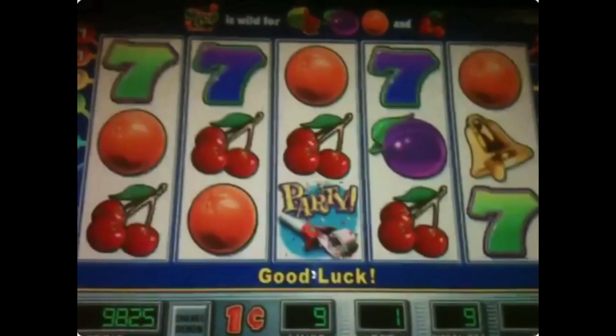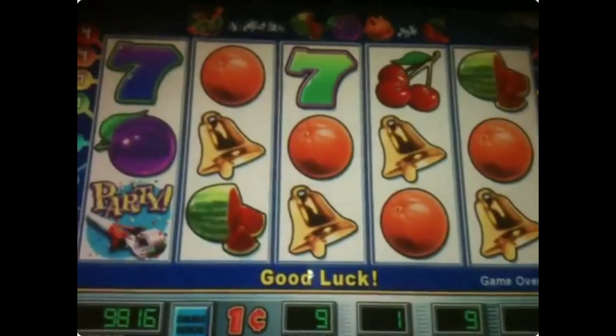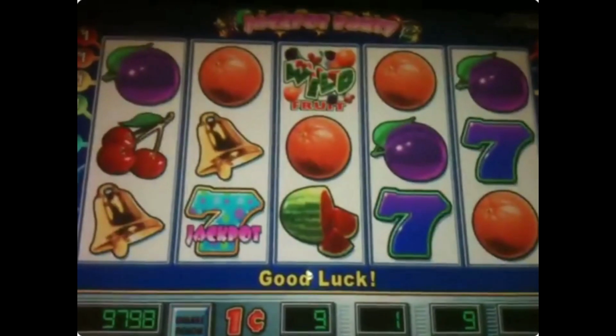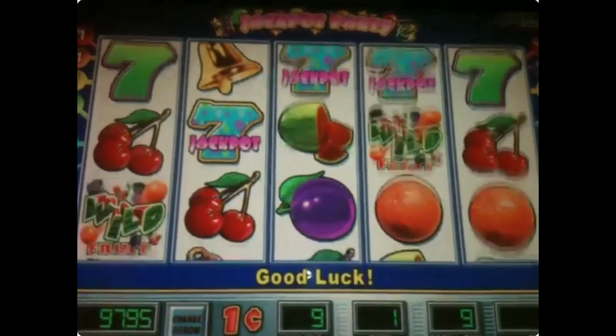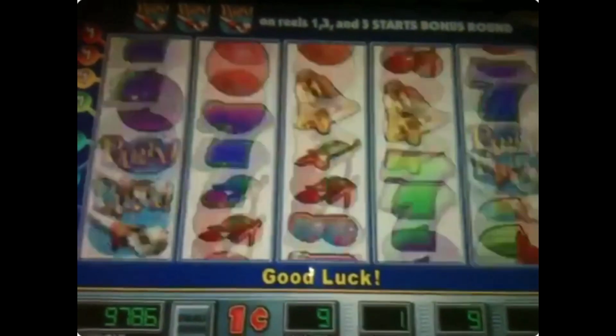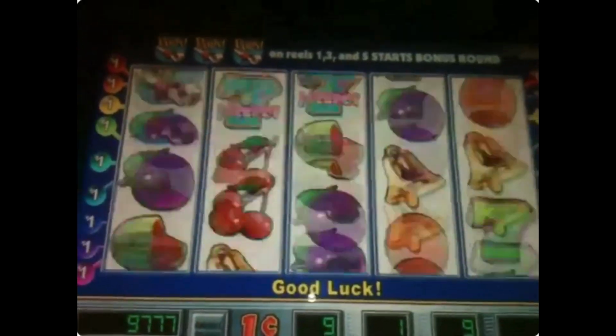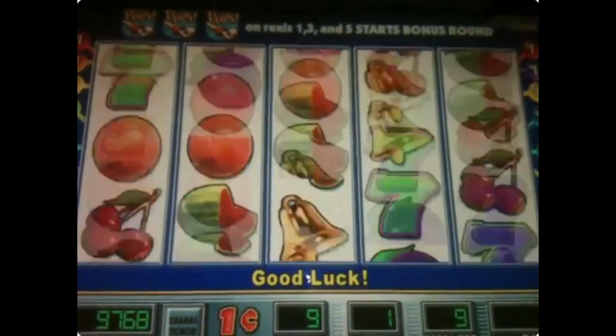Hi YouTube, this is Mike, also known as the Wizard of Odds, and the purpose of this video will be to show you how to analyze a slot machine. In this case, Jackpot Party by WMS, the traditional version.